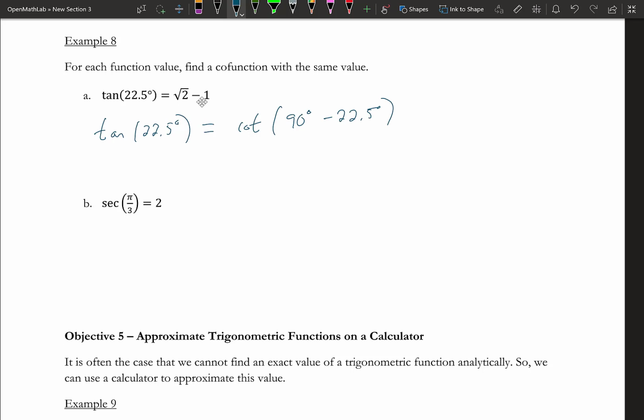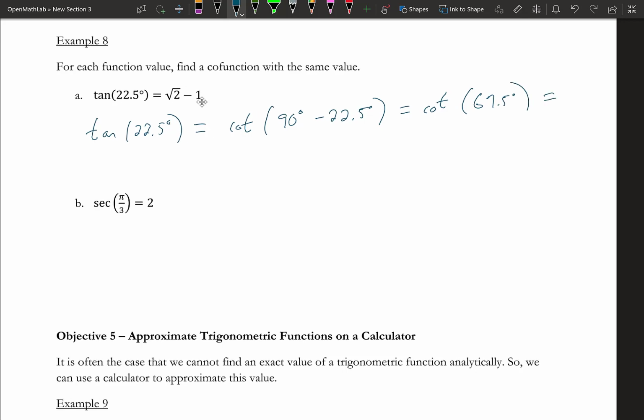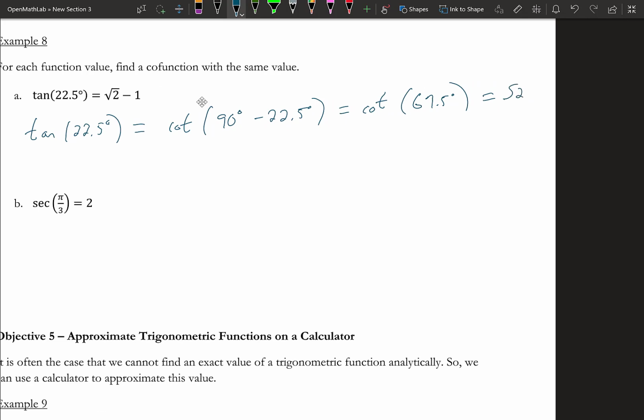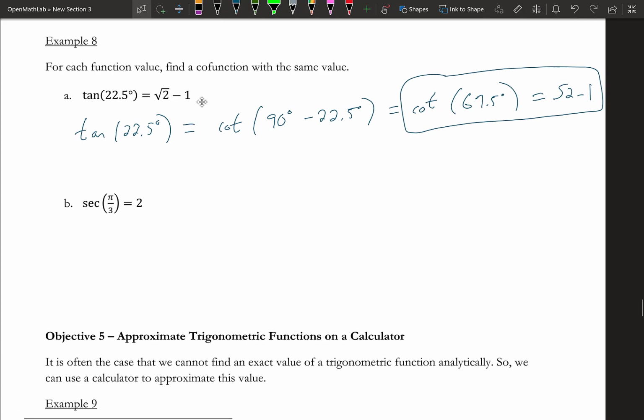Right, so that's just using what we just went over. So then this would just be equal to cotangent of, we take 90 minus 22.5, what's that, 67.5 degrees. So that's going to be equal to radical 2 minus 1, right? So this is what we were after. Using the cofunction, we found the same value.